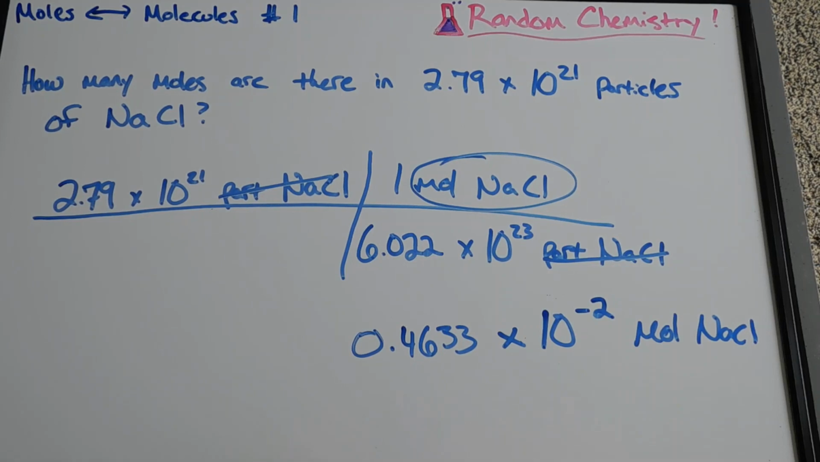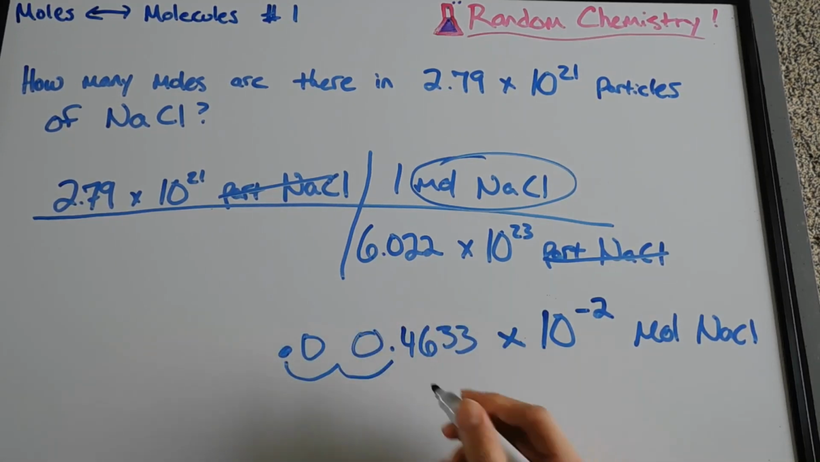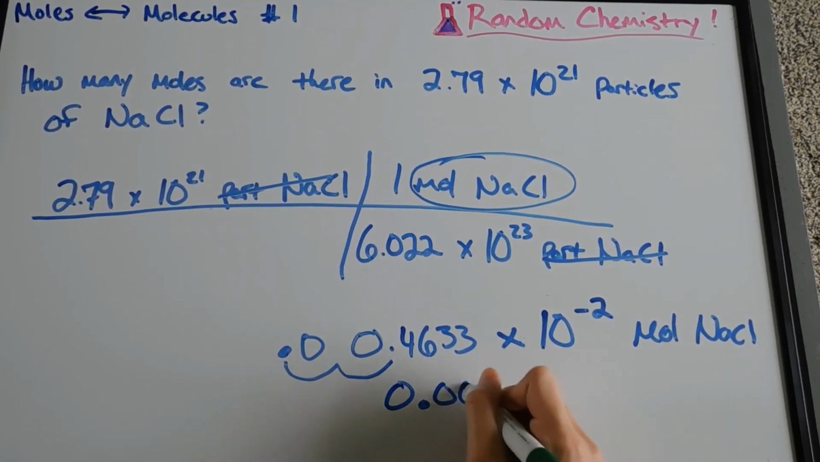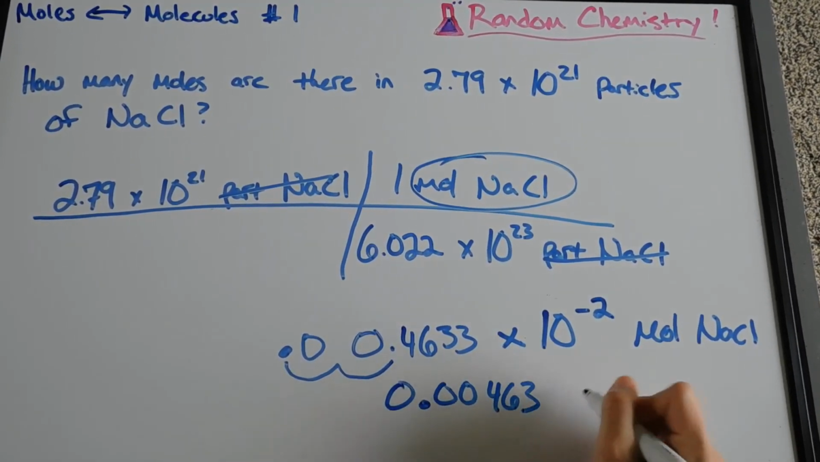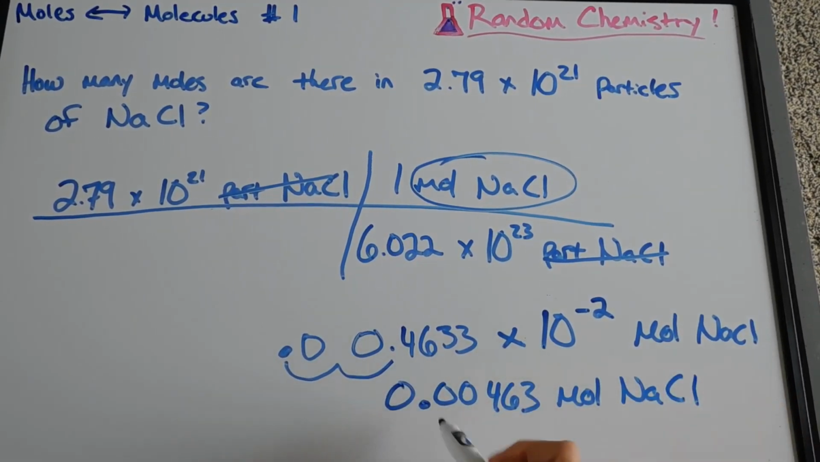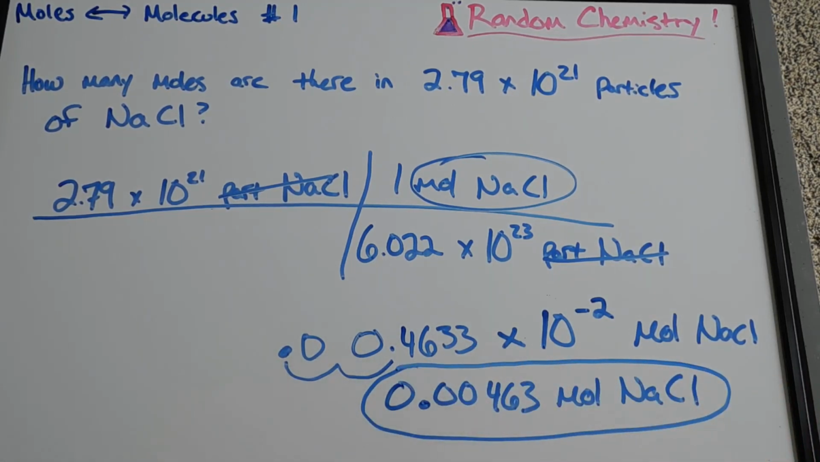Your instructor is probably going to want it in standard form. So to do that, we just need to move our decimal point. So this is a negative exponent, which means our decimal point is going to move to the left 2 spaces. So 1, 2, which means our answer is 0.00463 moles of sodium chloride. And again, if you're not familiar with scientific notation, check out my video.